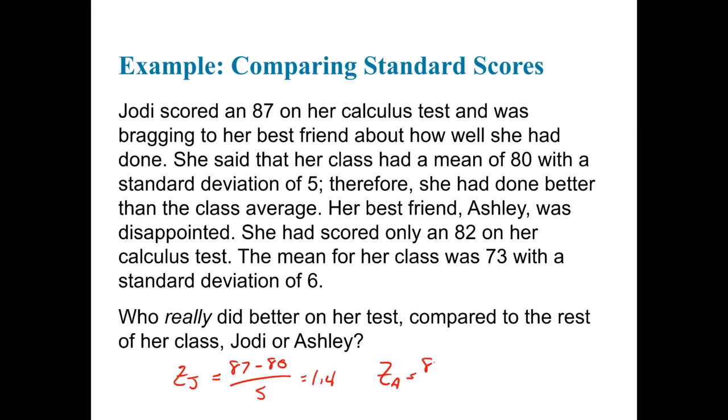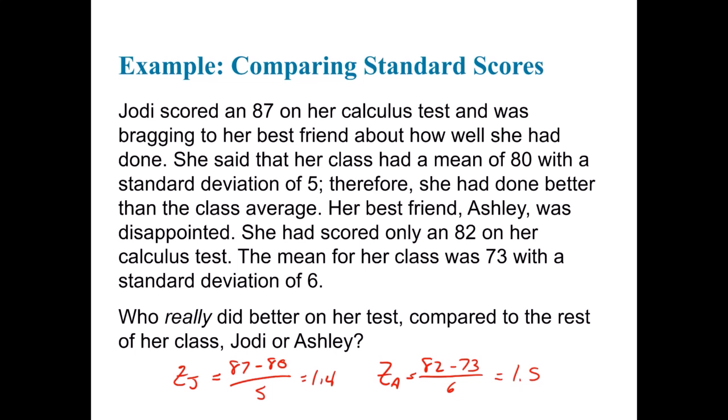So Ashley got an 82. Her mean was 73 and a standard deviation of 6. So what do you get for Ashley's z-score? 1.5. So let me ask you this. Who did better compared to the rest of the class?